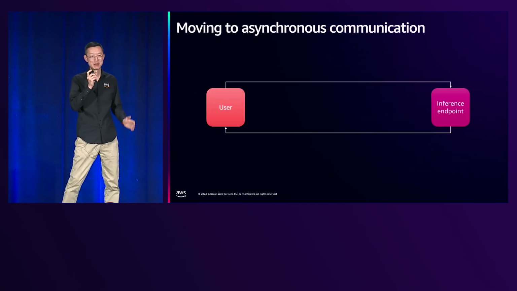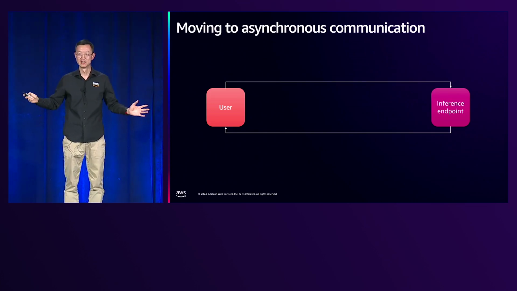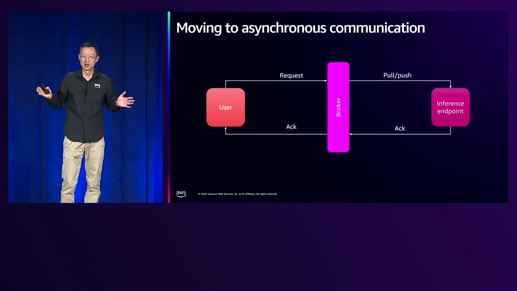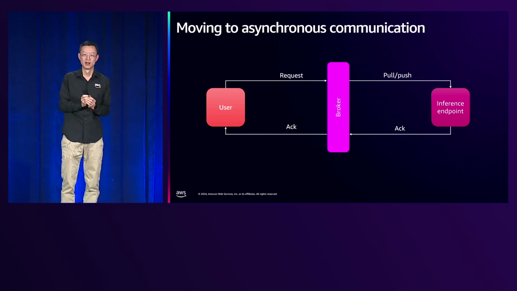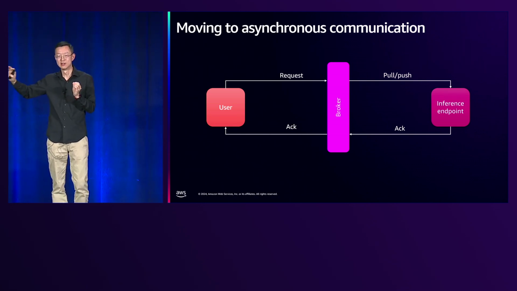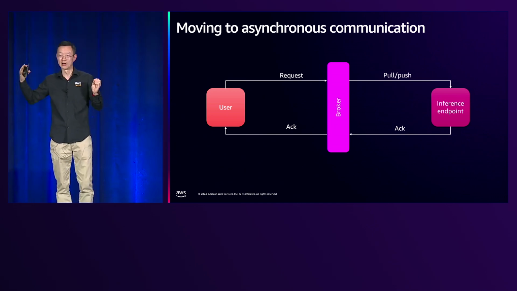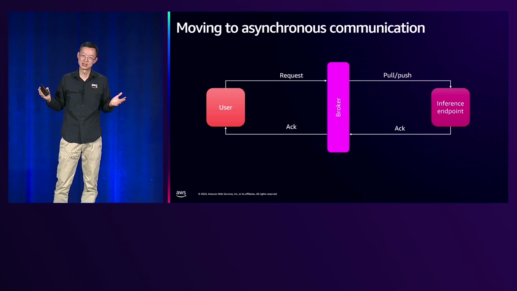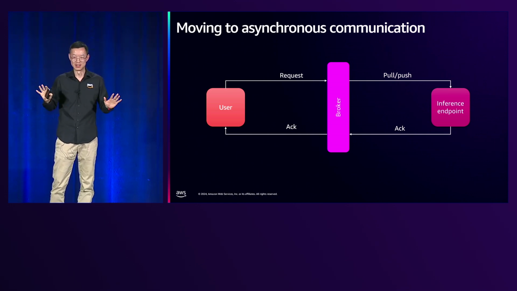Yeah, we can do it in an asynchronous way. So this is where we are today. How about we have a broker in the middle? You can say we decouple this. The user sends a request, and the broker acknowledges that, I got it. And then the backend will pull the request from the broker. The benefit is you improve the scalability and flexibility. And most importantly, it's more reliable.